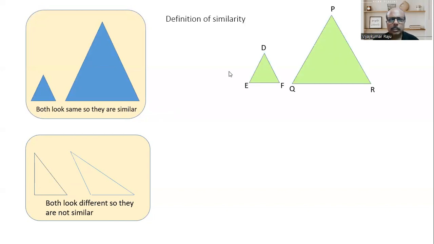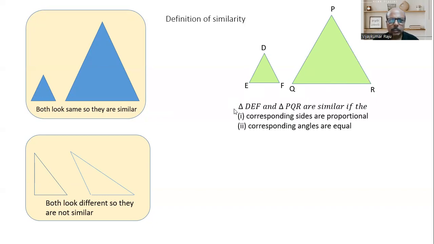These are the two triangles, triangle DEF and PQR. They have the same look, same shape. So how will you define it? Triangles DEF and PQR are similar if the corresponding sides are proportional and the corresponding angles are equal. Both these conditions must be satisfied. Only then we can say the two triangles are similar. So this is the definition of similarity in concern with triangles, because our chapter is focusing on triangles.